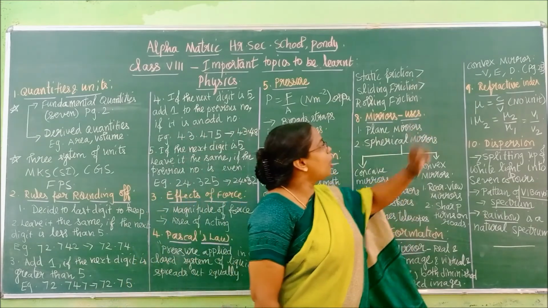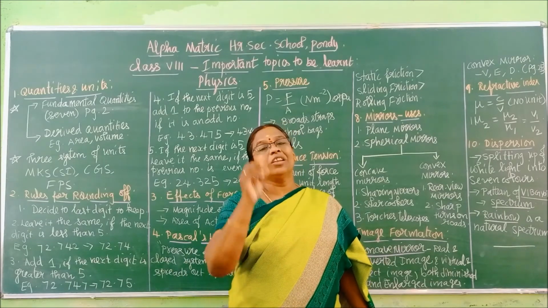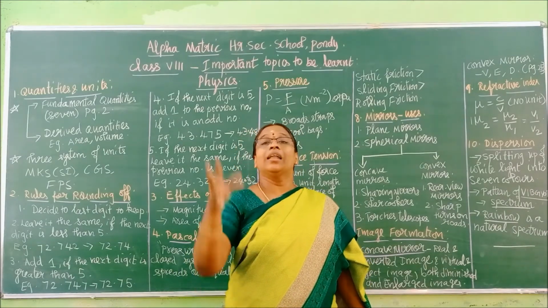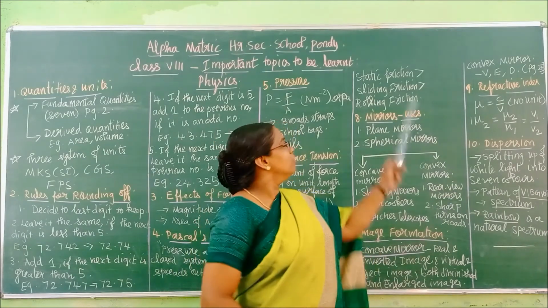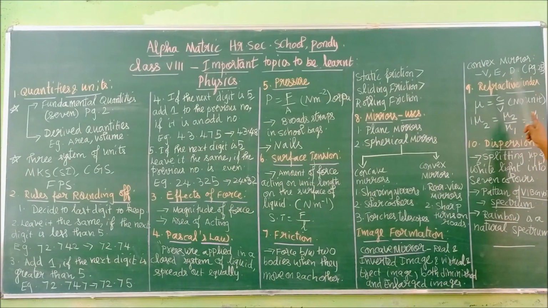But what about a convex mirror? Only two positions we have. Right? So it will give very diminished image only, and those two images are also virtual and erect. That is how I have written virtual, erect and diminished. So these two tableau columns are in page 25. Right? So next one we are moving to refractive index.